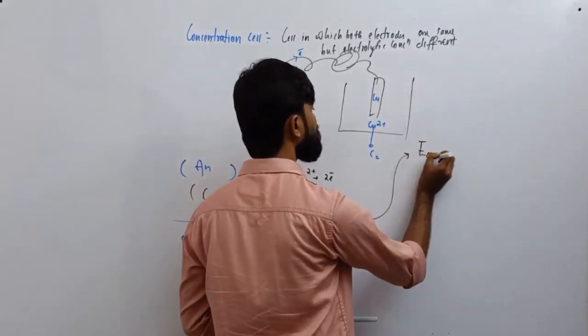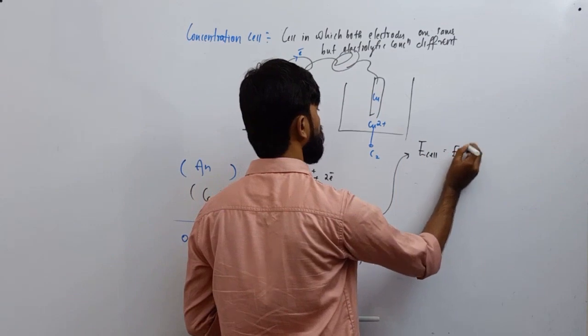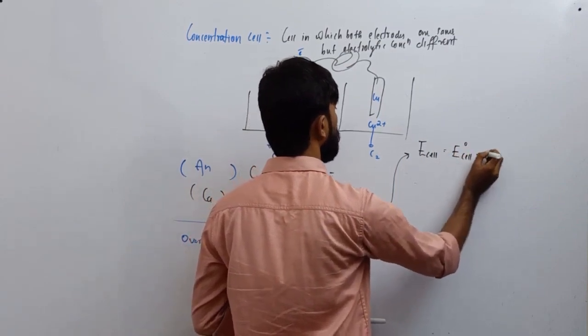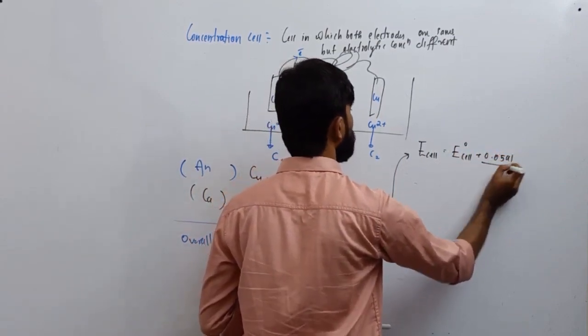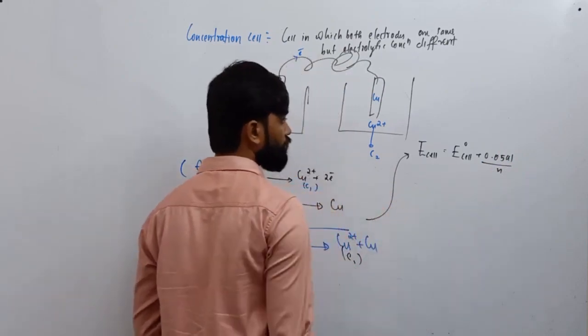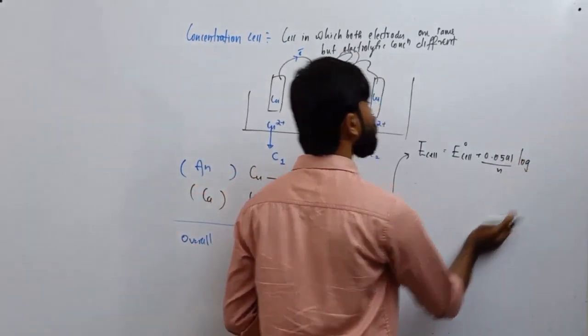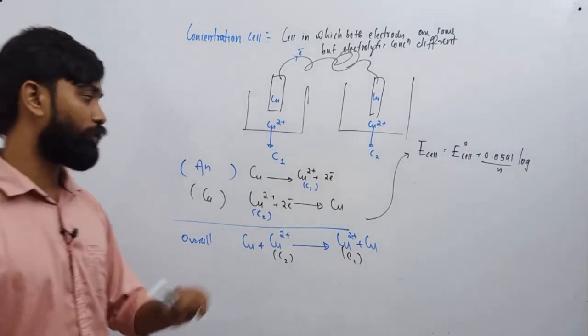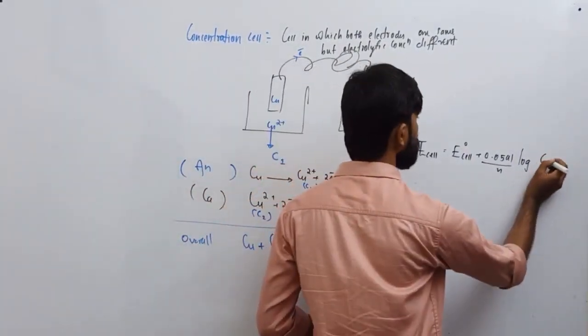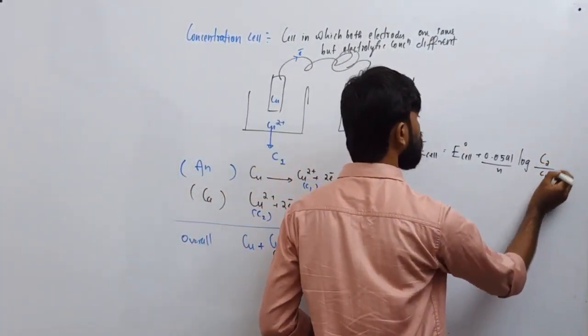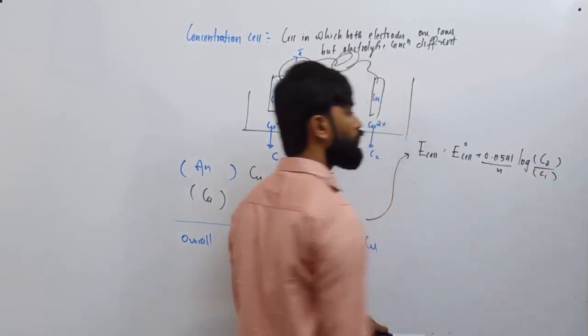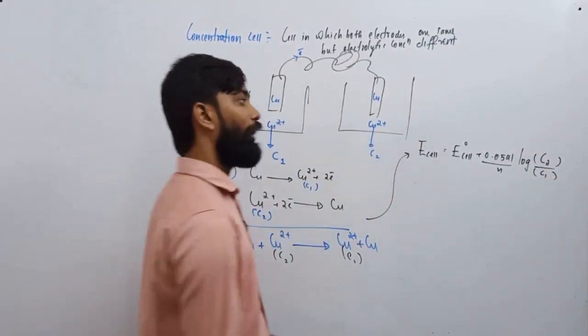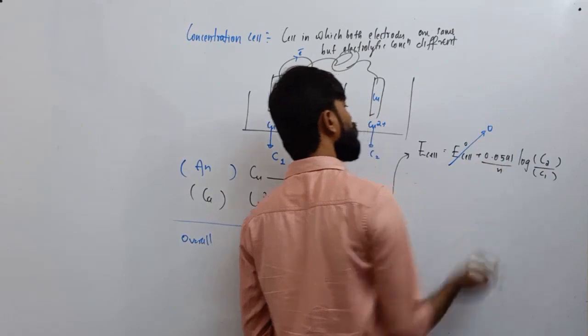The Nernst equation is E cell is equal to E0 cell plus 0.0591 by n, log the concentration of reactant. Which is the reactant? C2. Generally it is reactant by product, so log C2 by C1. And one more thing is that E0 cell will be 0.